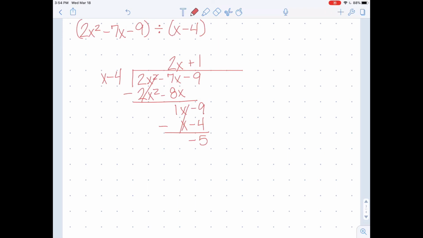Okay, so think about the ways you've written remainders for regular numbers before. When we have done them in the past, sometimes you write them as a fraction. That is what we are going to do here. So basically, we're going to take this negative 5 up to here. We're going to write minus 5 over, and we're going to write our denominator right here, x minus 4. And this would be our final answer. Okay, so you just write the remainder as a fraction.